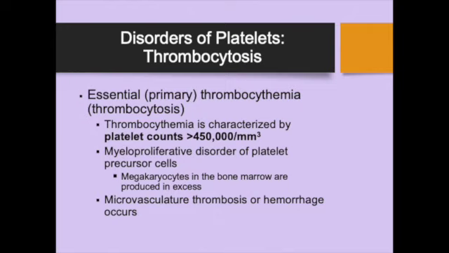Another disorder of platelets is called thrombocytosis, or essential primary thrombocythemia, and this is characterized when the platelet count is too high. In some labs, it may be a platelet count over 400,000. In other labs, it could be over 450,000. This condition is usually asymptomatic until your count exceeds 1 million per microliter. Then you're at increased risk for an intravascular clot formation or a thrombosis. Hemorrhage and other abnormalities can also occur.